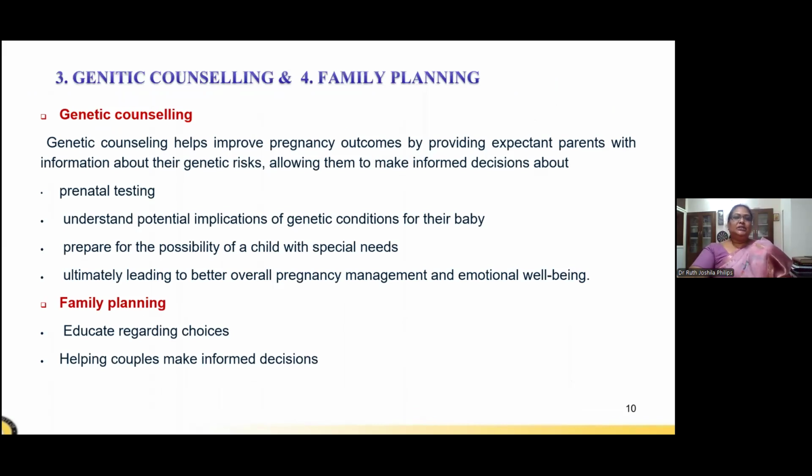Now, genetic counseling has become very, very important, even though it has been existing. A lot of genetic counseling is needed at this time, because especially men and women working in computer-based jobs are exposed to a lot of radiation and all. This also is important to screen for any pre-existing abnormalities in the babies.